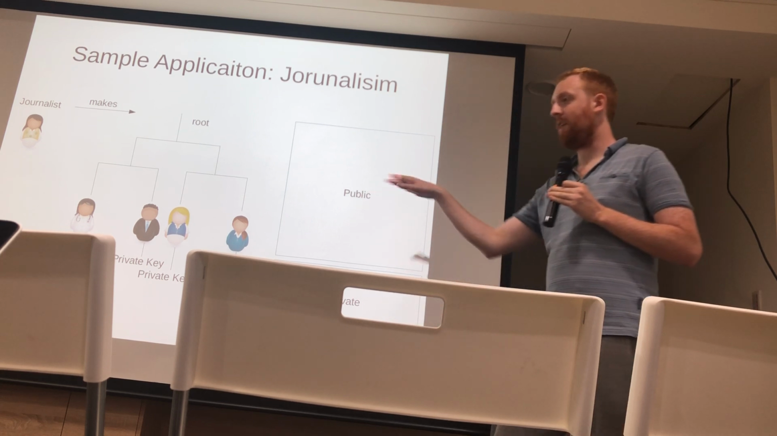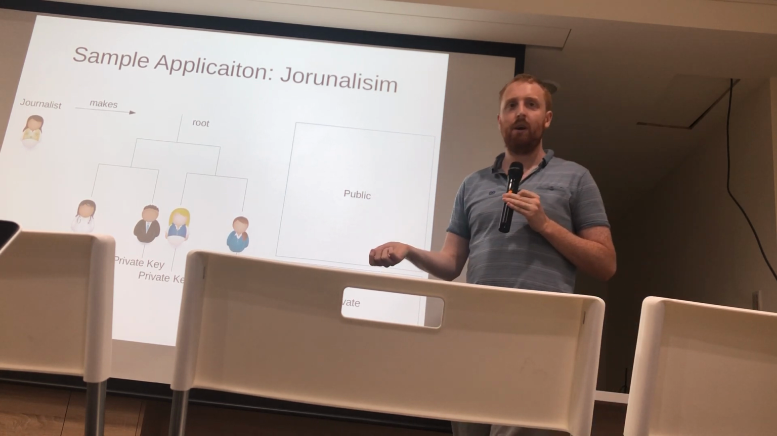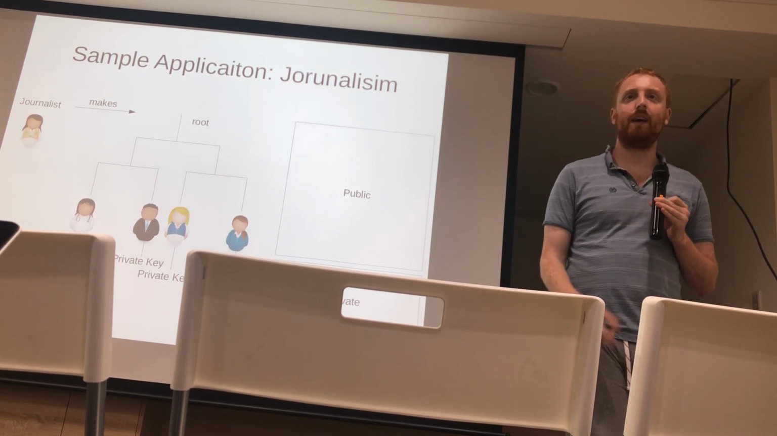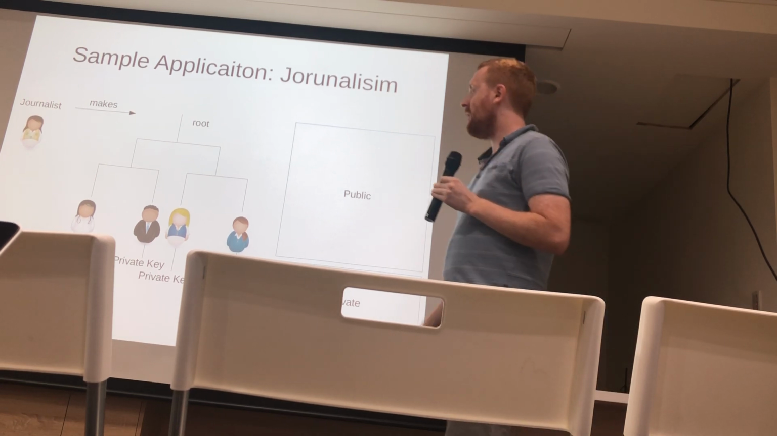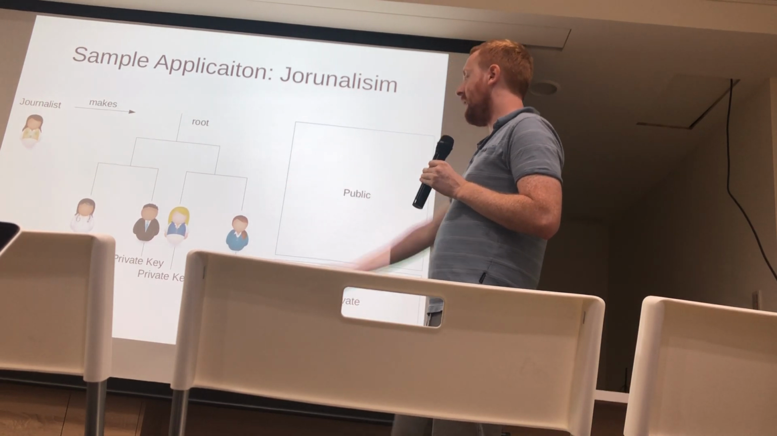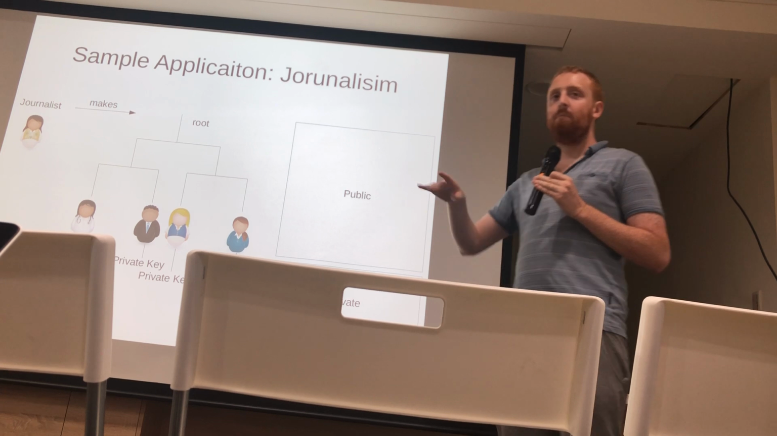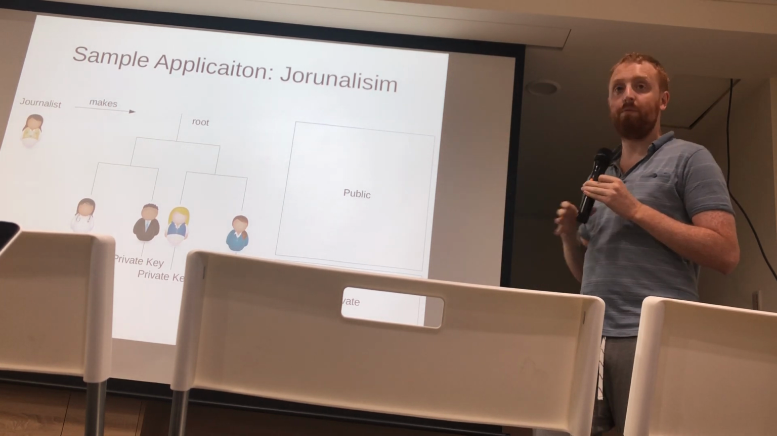She goes to each of them, and each of them sets up their public key and private key, and they give her the public key. And then she puts the public keys in a smart contract and hashes them all together and makes a Merkle root.